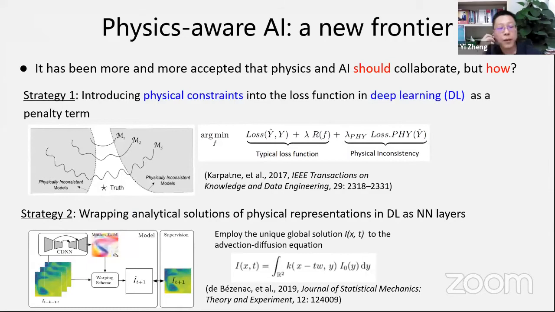So the third aspect, a new paradigm, physics-aware data-driven models. Now it has been more and more accepted that physics and AI should collaborate. But the problem is how? There are two potential strategies.